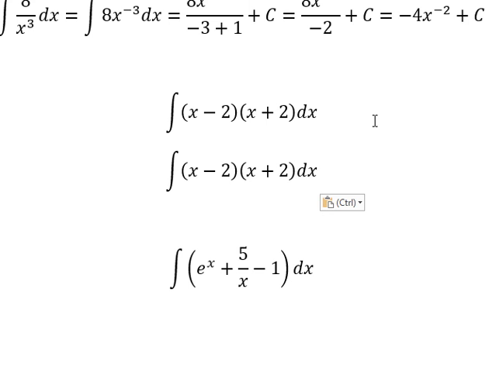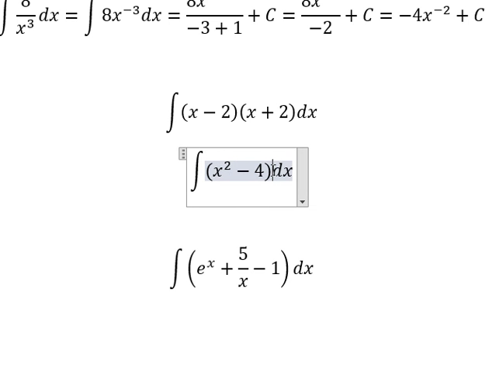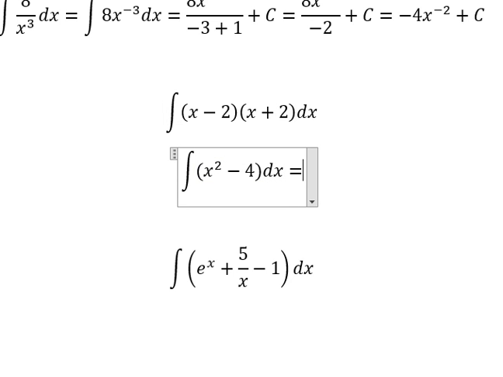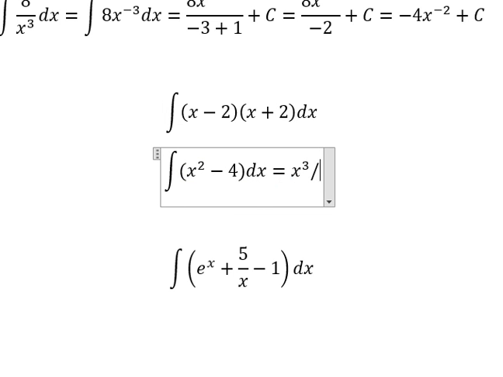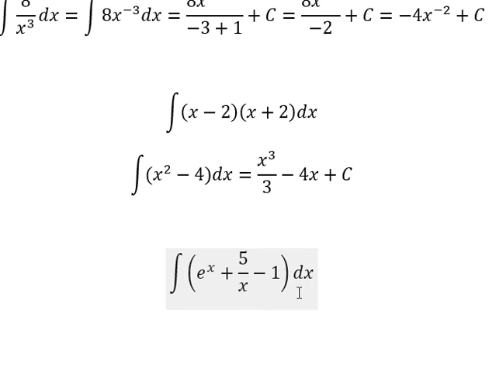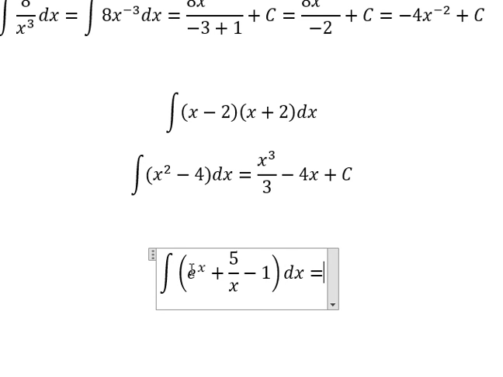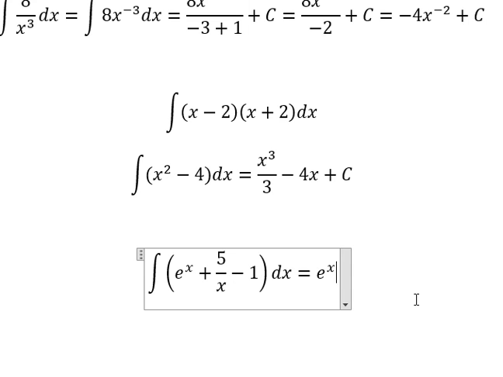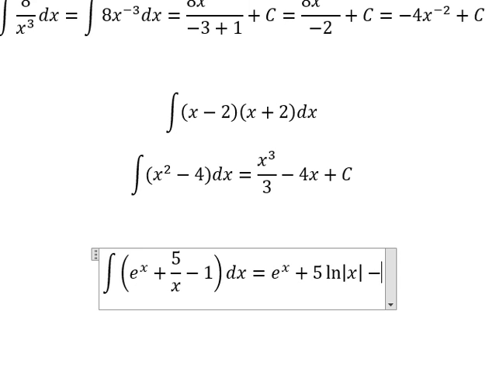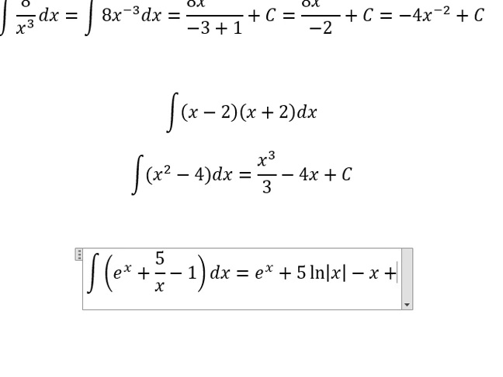This one you get x squared minus 4. This is about identity, and we get x to the power of 3 over 3 minus 4x, and we put plus C. This one, the integration of e to the power of x, you get e to the power of x. This one, we have 5 ln of the absolute value of x. This one you get x, and we put plus C.